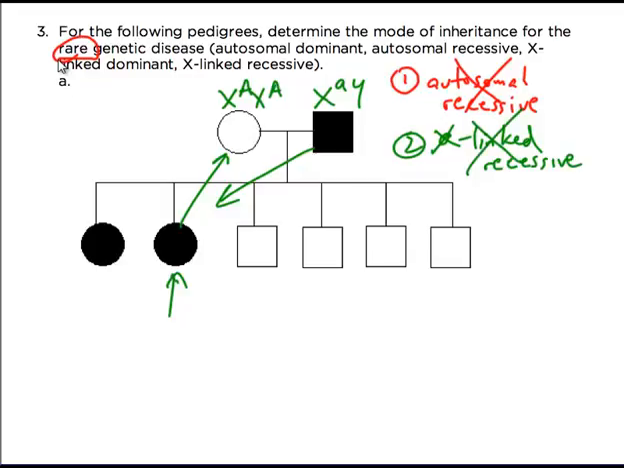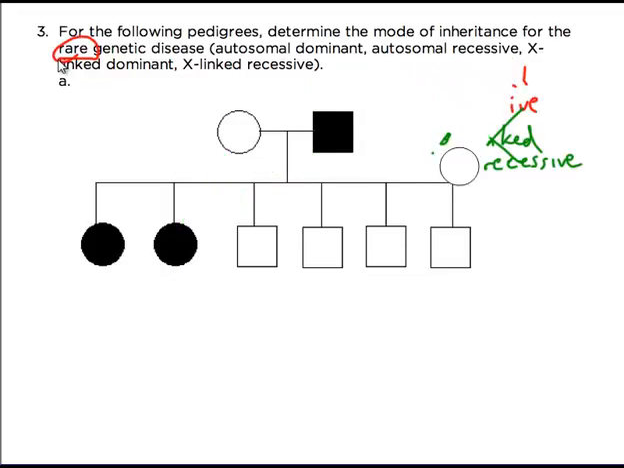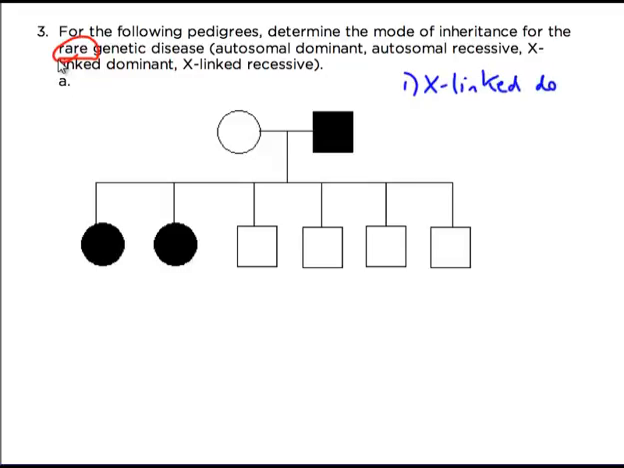So that pretty much means it's dominant, right? And we just have to figure out whether it's autosomal dominant or X-linked dominant. So I'm going to erase over here. I'm even going to erase this because we know it's not recessive now. So we've got two choices left, right? Either it's X-linked dominant, because we know it's dominant, or it's autosomal dominant, right?